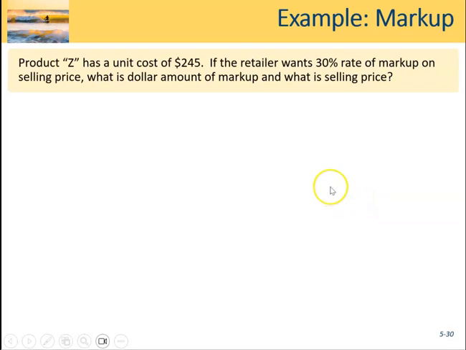Okay. Product Z has a unit cost of $245. If the retailer wants 30% markup on selling price, what is the dollar amount of markup and what is the selling price? See if you can figure this one out. Pause the video for a couple of minutes and give that one a try.